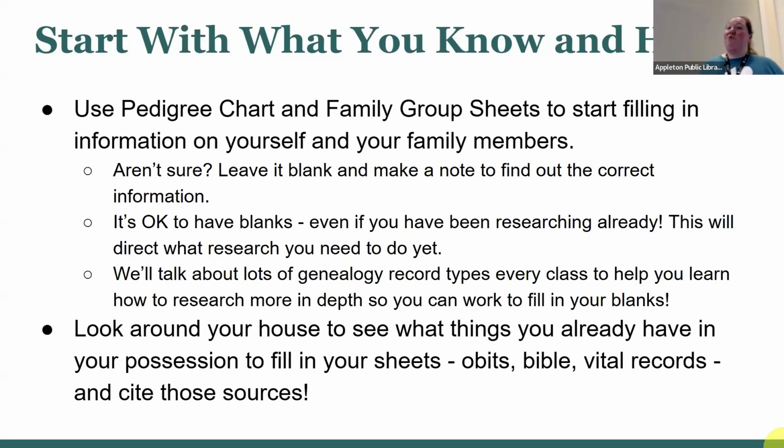One great thing that you can do between now and our next session is look around your house. See what things you might already have in your house that were passed down to you or you just have from keeping things. Maybe you've got some obituaries of people. Maybe you've got a family Bible, or maybe you have your parents' marriage record that was passed down to you, or birth records or death records. And of course, be sure to cite those sources. Where did they come from? Did your mom give it to you? Where did you find it? What newspaper was that obituary in, if you happen to know?